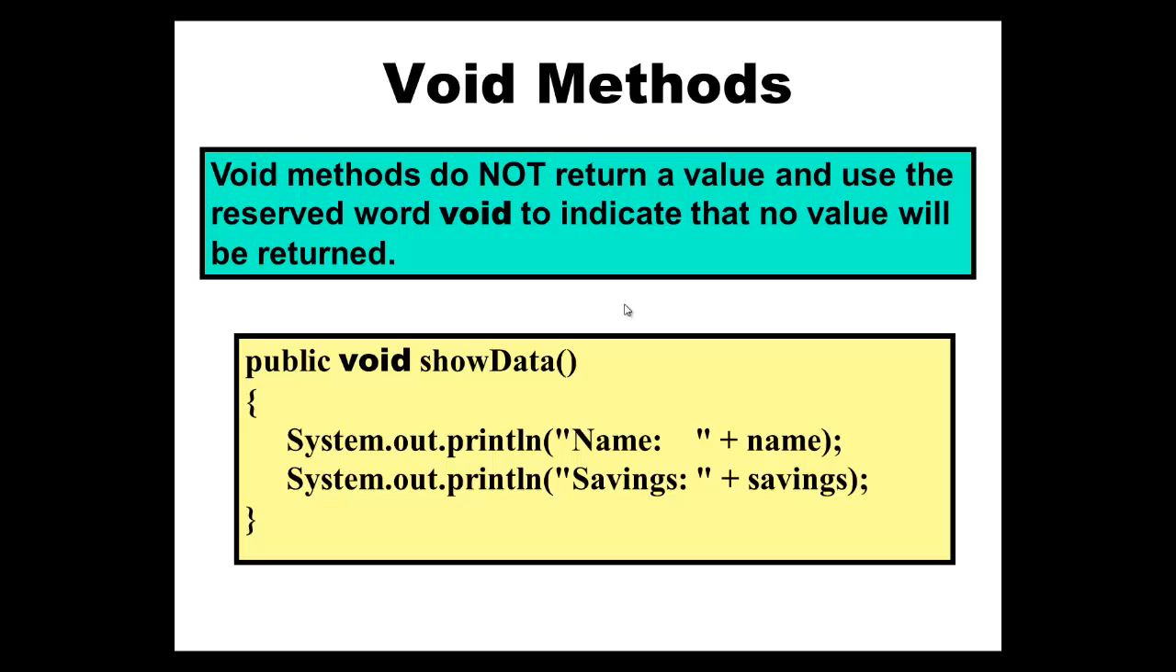Void methods do not return a value. So remember, we have two types, void and also return values. They use the reserved word void to indicate that no value will be returned. So for instance, in this function, show data, you'll see the public void right here. You'll see the void keyword. And this simply outputs a couple of pieces of data here.